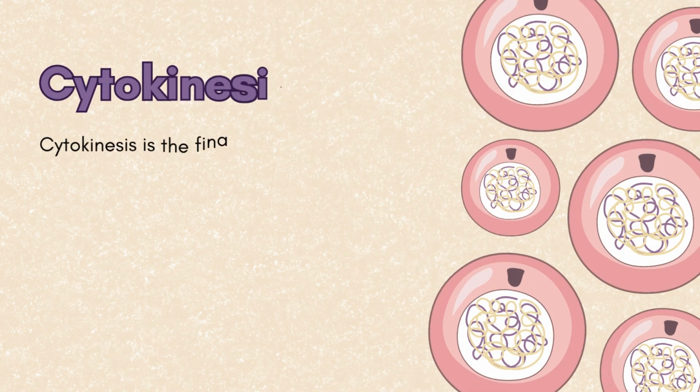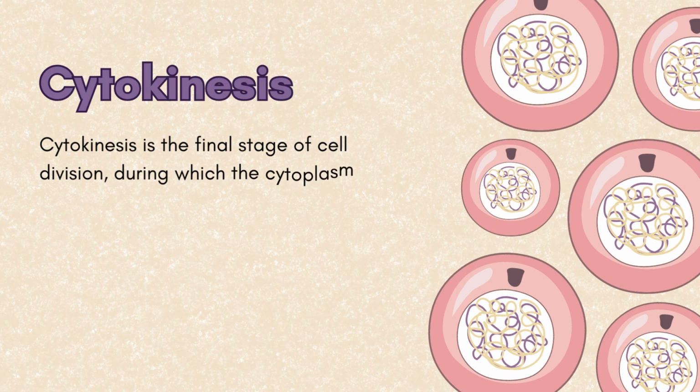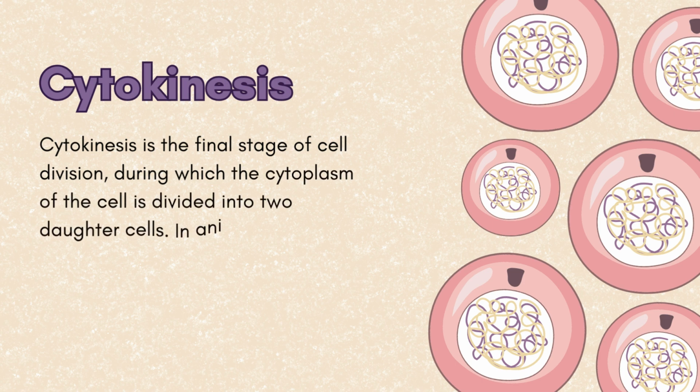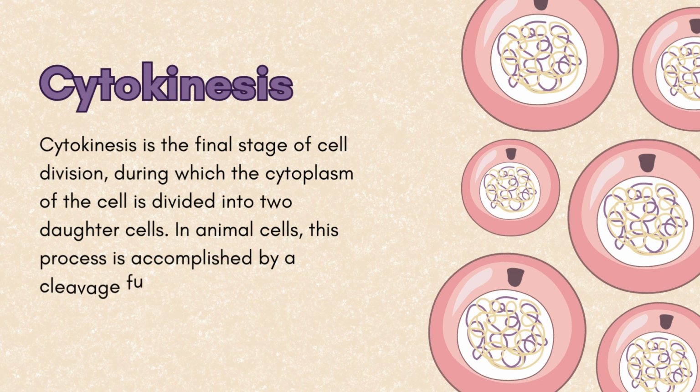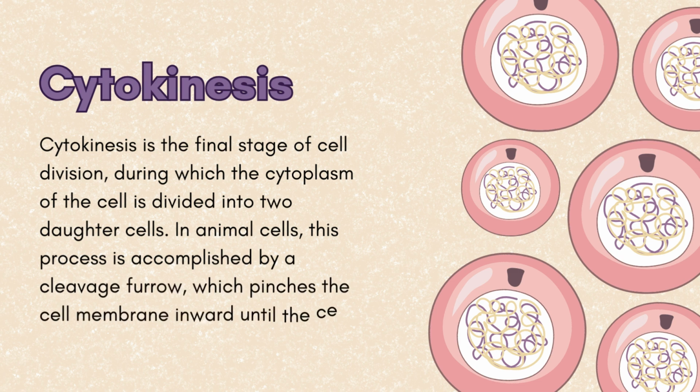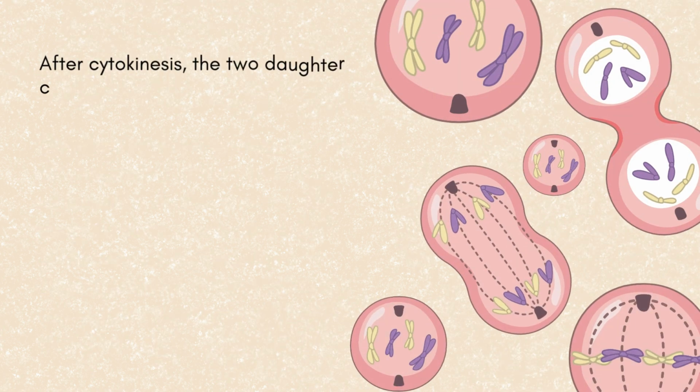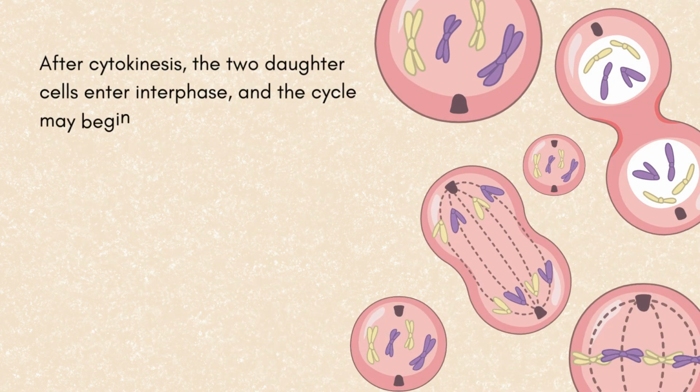The final stage, cytokinesis, divides the cell's cytoplasm into two separate daughter cells. In animal cells, this is accomplished by a cleavage furrow that pinches the cell membrane inward until the cell splits completely. After cytokinesis, the two daughter cells enter interphase and the cycle may begin again.